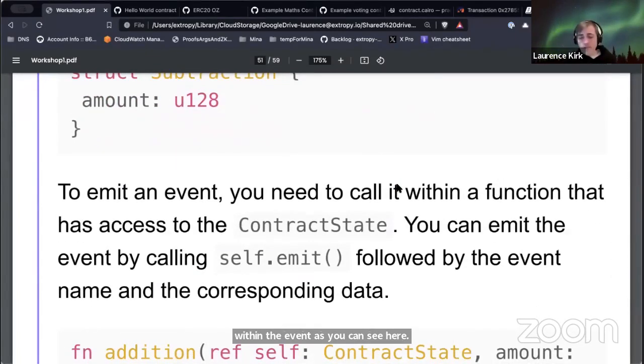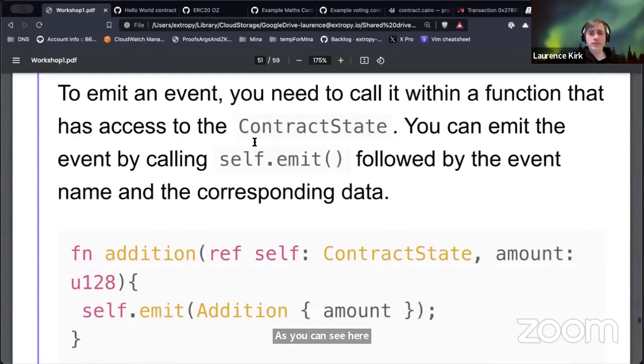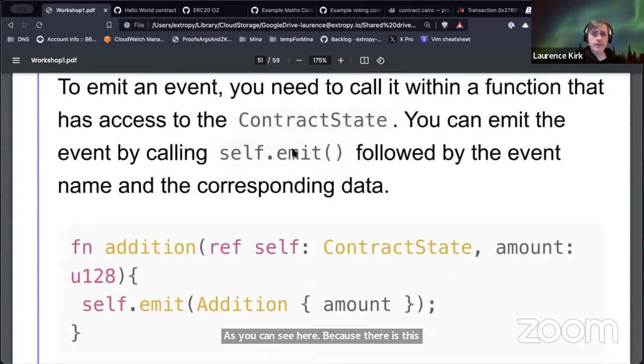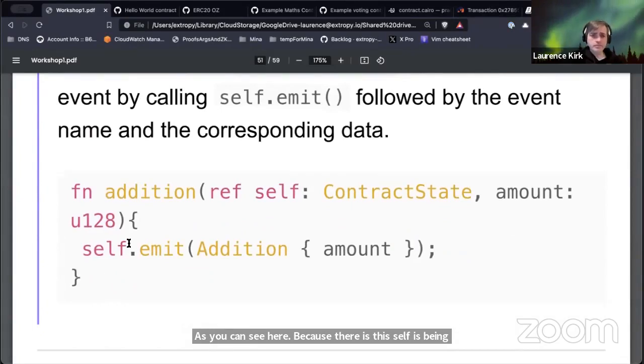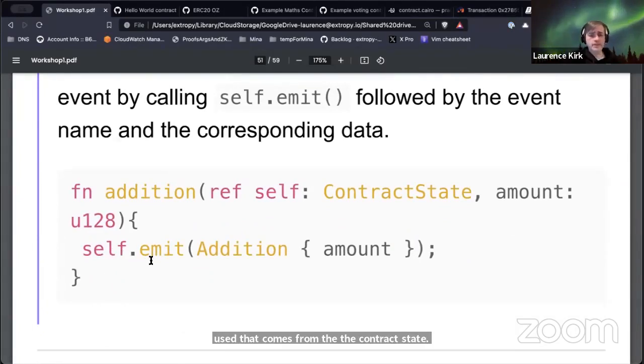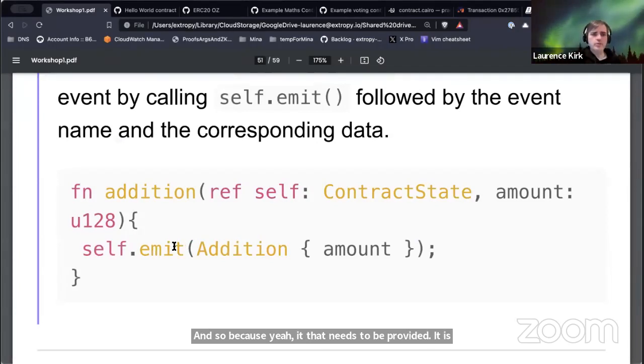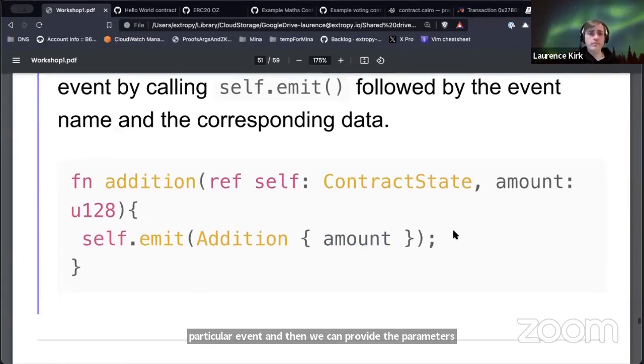And events work in the standard way in that we emit them, as you can see here. Because this self is being used, that comes from the contract state, and that needs to be provided. It is part of the blockchain state, and so we do that emit, and then the particular event, and then we can provide the parameters to that event, as you can see there.